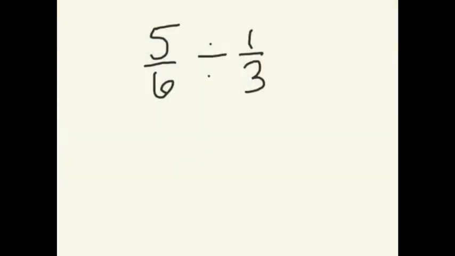So this is a basic division of fractions problem. You're going to keep the first fraction the same. You're going to change the division sign to a multiplication sign, and you're going to take the reciprocal of 1/3, also known as the multiplicative inverse. So when you are flipping, you are multiplying by the multiplicative inverse. The multiplicative inverse is the number that you multiply 1/3 by to get 1.